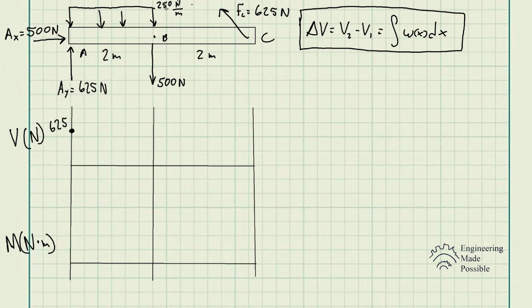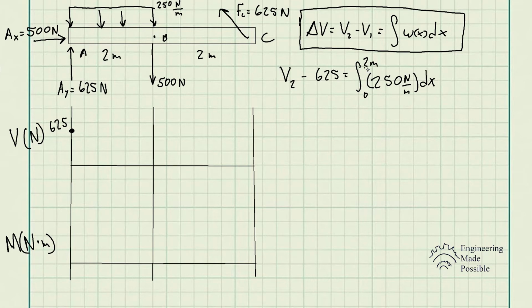And Wx is the load curve that we have here. So we have V1, which is 625. So all we need to do is solve for V2 here. Let's go ahead and write that. So we have V2 take away V1, which is 625 newtons, is equal to the area under this load curve here.